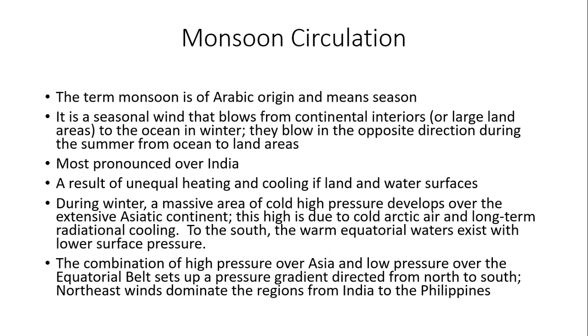Now it's most pronounced over India. You may hear some crazy rainfall totals. For example, Cherrapunji, India is one of the wettest locations on Earth on average because of the monsoon circulation, as well as its elevation.